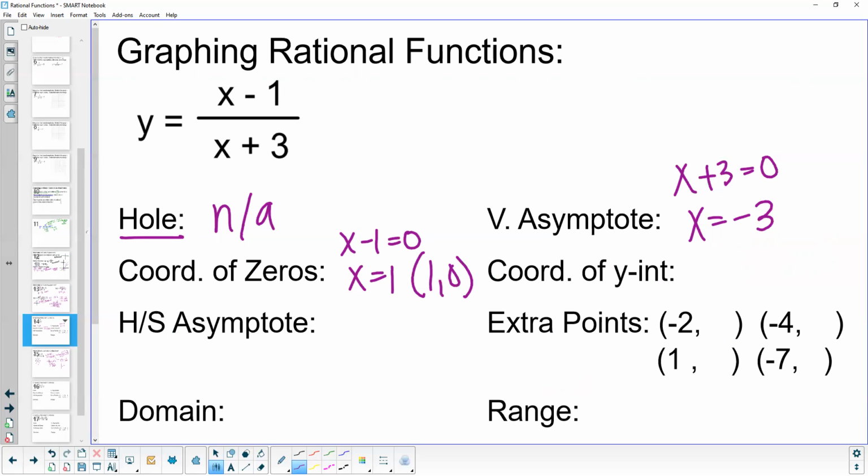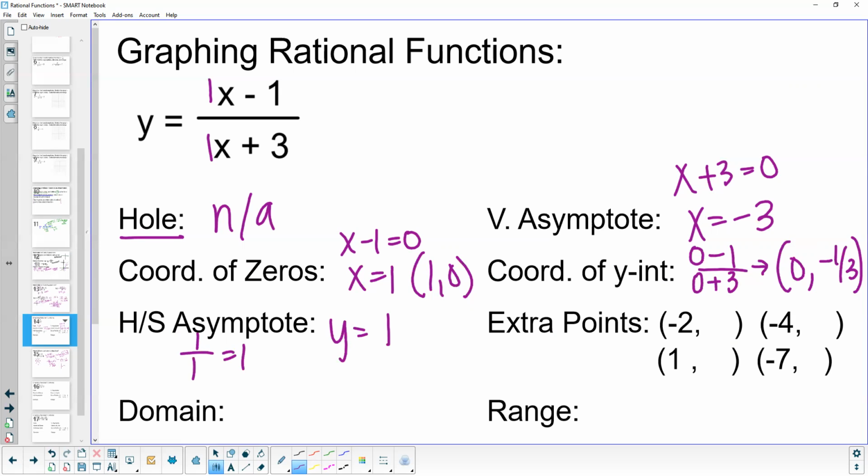To find the coordinate of our y-intercept, we're going to put 0 into our function. So we get 0 minus 1 over 0 plus 3. And we end up getting the point (0, negative 1/3). Fantastic. Now, we need to decide, does this have a horizontal or a slant asymptote? Well, because they're the same, it's going to have a horizontal asymptote, and we're just going to take those numbers in front and divide them. So y is going to be equal to 1, because 1 divided by 1 equals 1, right?